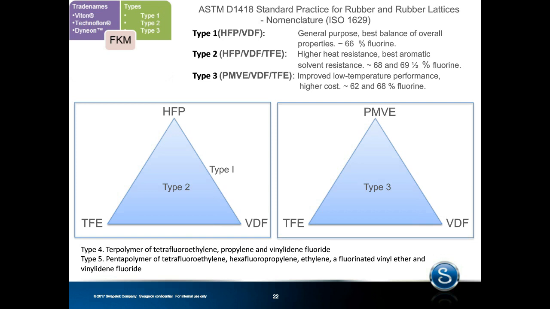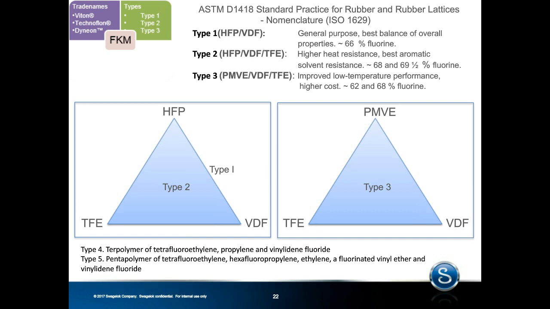At the top, you see HFP, which stands for hexafluoropropylene. On the bottom, you have TFE, which stands for tetrafluoroethylene. And then you have VDF, which stands for vinylidene fluoride. So when the raw gum manufacturers are making FKM raw gum, they can use any combination of those 3 to develop certain types of FKM elastomer.